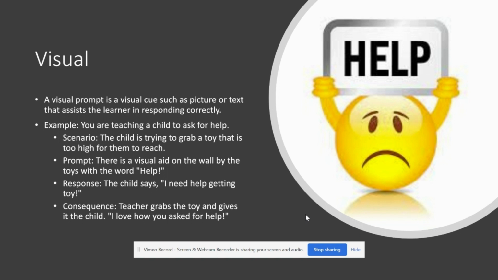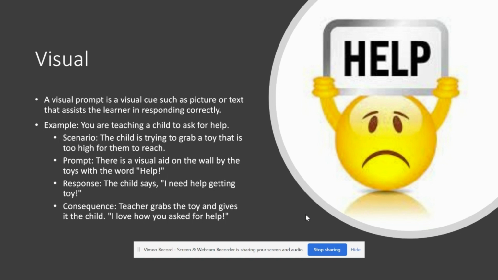And then the last type of prompting we're going to discuss is visual. A visual prompt is a visual cue such as a picture or text that assists the learner in responding correctly. So for this example, we're also going to discuss teaching a child to ask for help. In this scenario, the child is trying to grab a toy that's too high for them to reach.